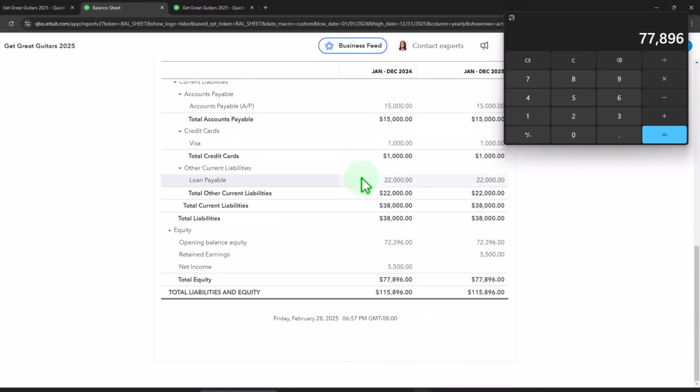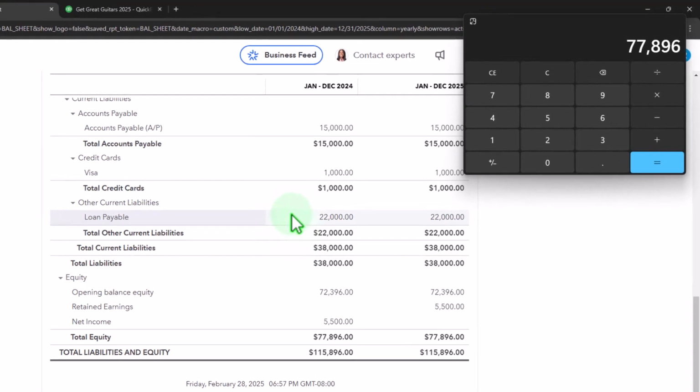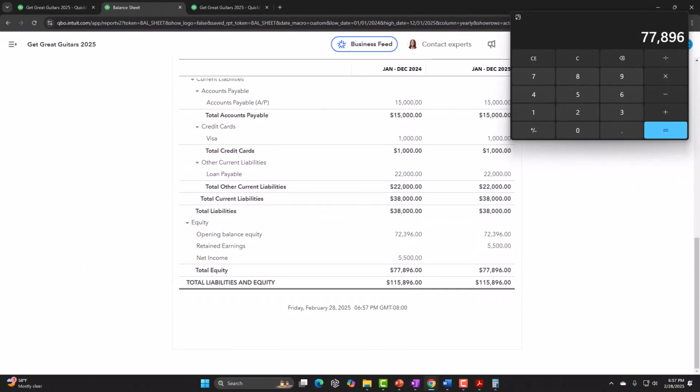Okay, I've got to stop it here. We're running way long. So we'll continue on and adjust the equity section in a future presentation.